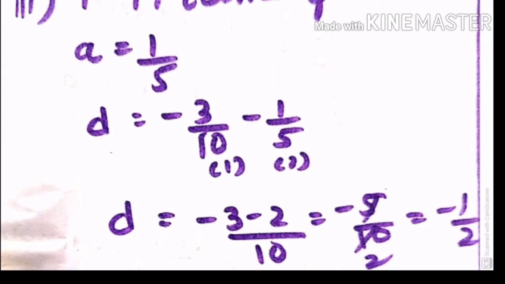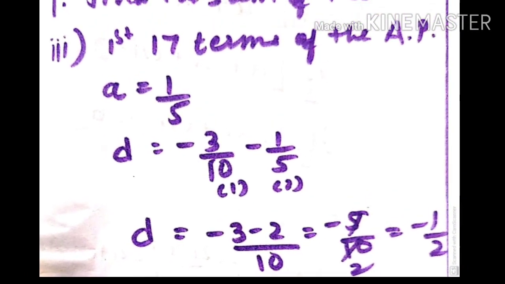Now you can see we taken LCM and then solved it. Minus 3 minus 2 upon 10 is minus 5 by 10. So by cancellation we get our difference D is equal to minus 1 by 2. Now you have to apply the formula for S17, as we have solved just now, that Sn formula. In that n we have to put 17 because we have to find the sum of the first 17 terms. That is why the number of terms, n, is equal to 17.